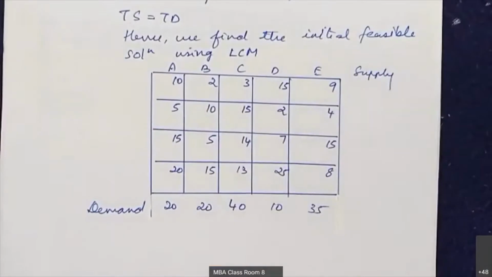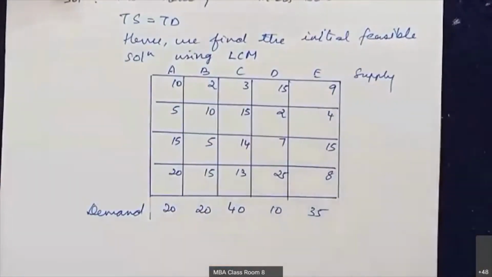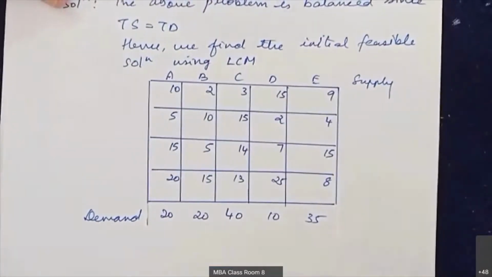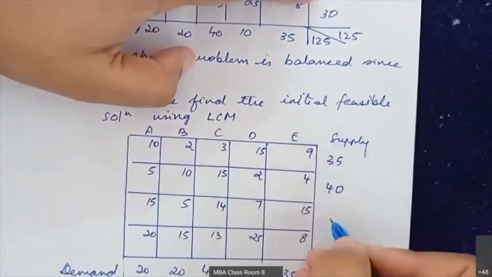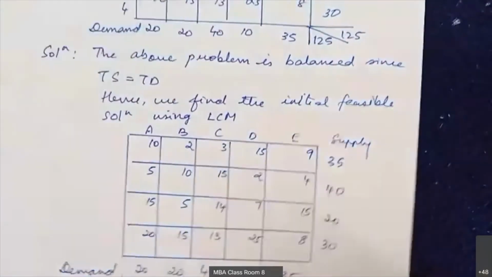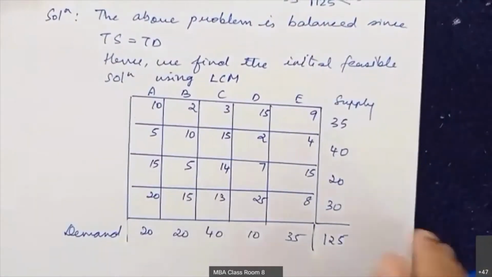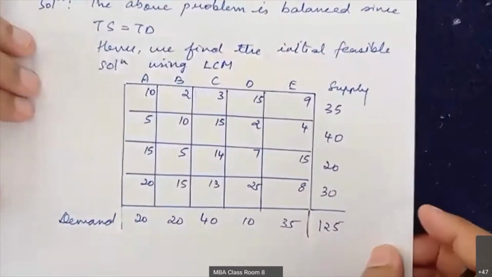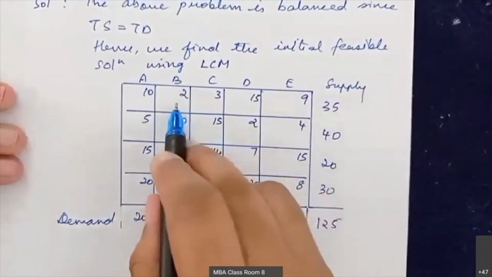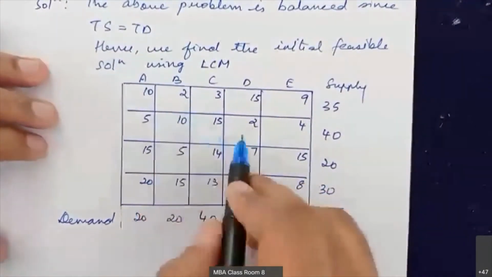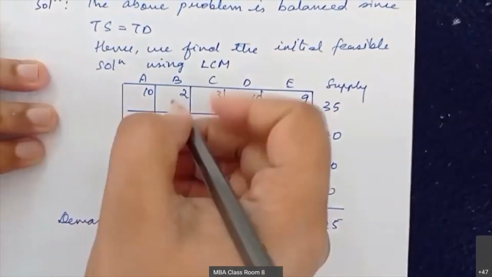In the least cost method, how do we allocate? We allocate using the cell with the least cost. I'll just write down the supply. It is 35, 40, 20, and 30. This is a balanced problem. Here we have 125. We are going to start with the cell with the least cost. Which is the cell with the least cost here? Here we have 2, and here also we have cell 2. There are 2 cells, so there is a tie. You can select any of the 2 cells. I'm selecting the first cell here.